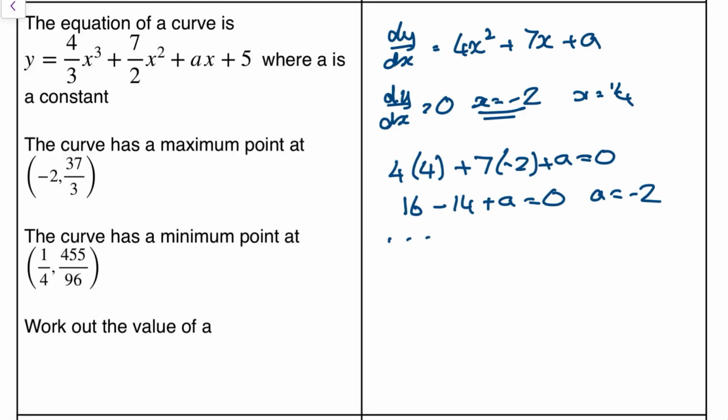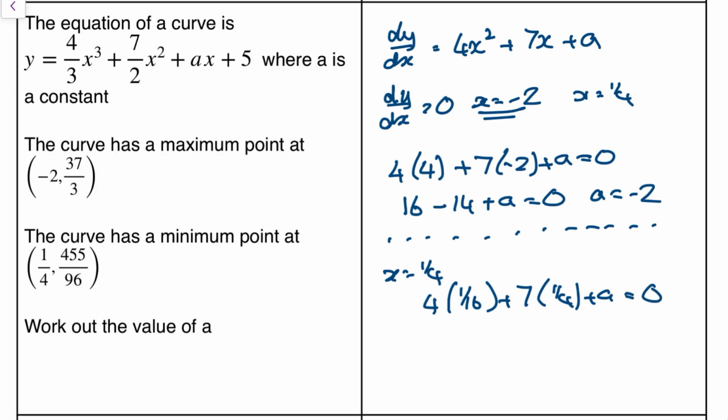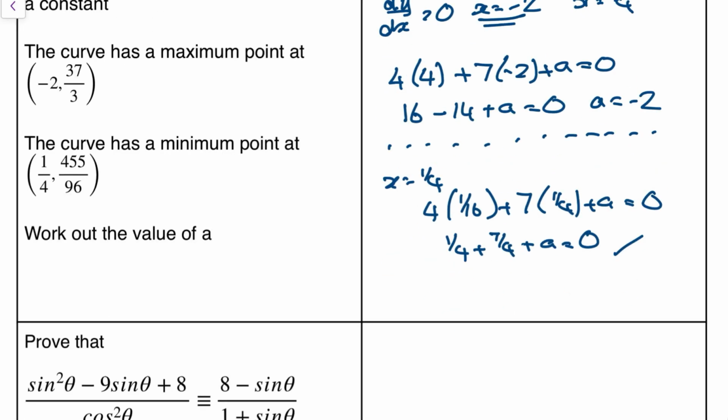I don't know why the second point's there. Let's just check it's consistent. Let's do the second point as well. So x equals a quarter. So therefore 4 times a quarter squared is 16, plus 7 times a quarter, plus a is equal to 0. 4 over 16 is a quarter, plus 7 quarters, plus a is equal to 0. Well, there we go, same again. So 8 quarters is 2, therefore a is minus 2. So that's worked as well. Okay, weird question, but question done.